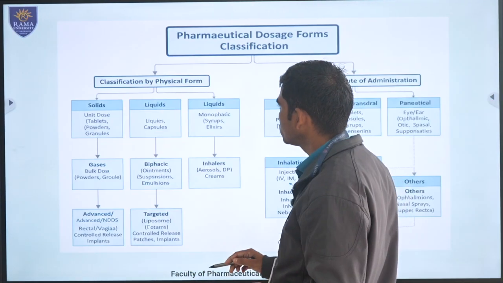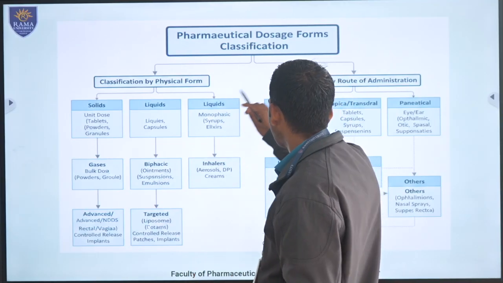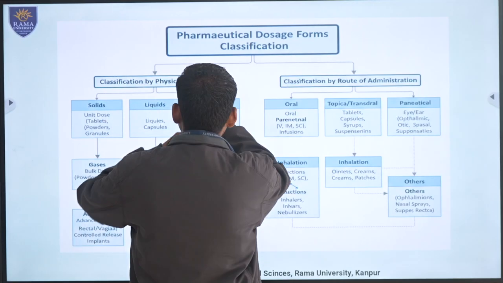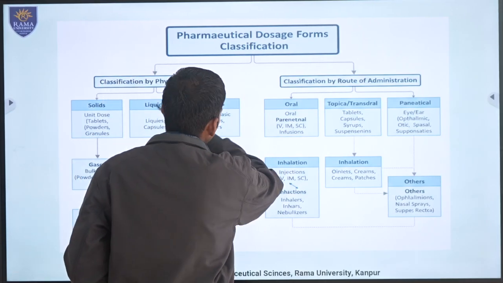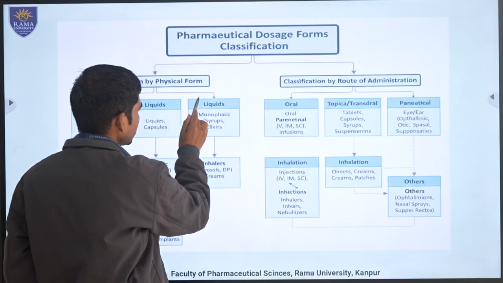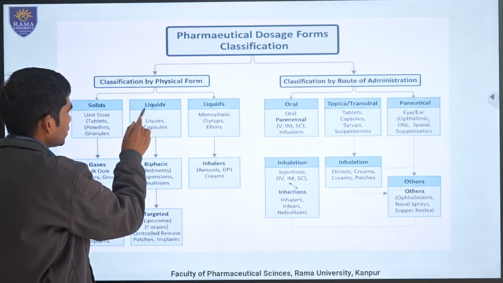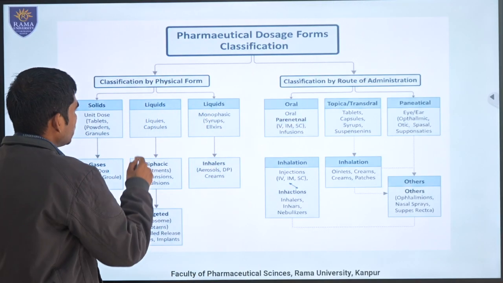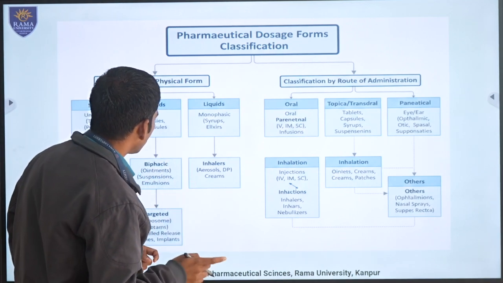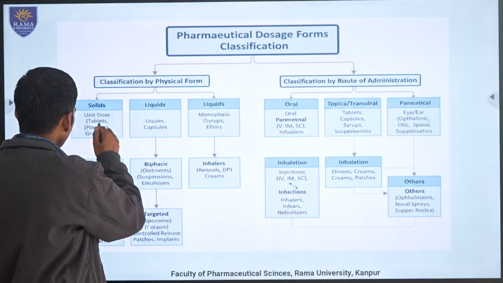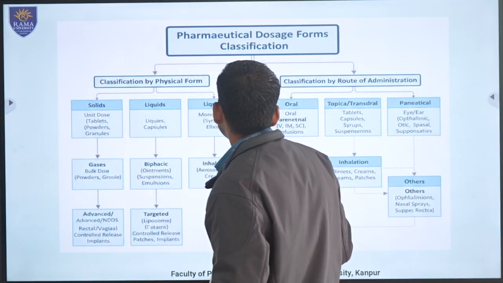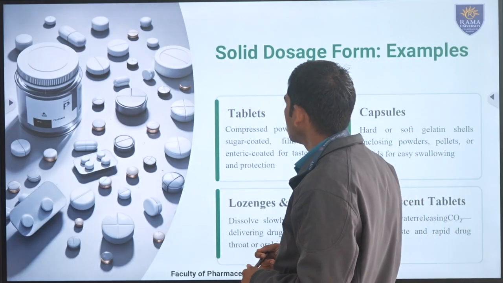Okay, so here is a graph of the pharmaceutical dosage form. This is classified into two types: classification on the basis of physical form and classification on the basis of route of administration. Solid dosage form, liquid dosage form and semi-solid dosage form. Basically, liquid dosage form is classified again into two types: monophasic and biphasic, then solids and gaseous. Okay, so these are the classifications of dosage form.